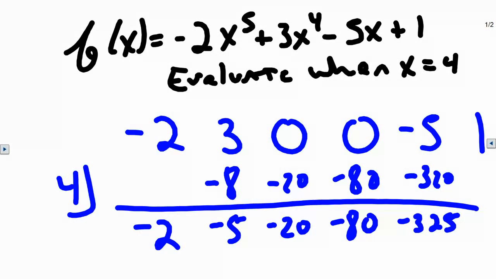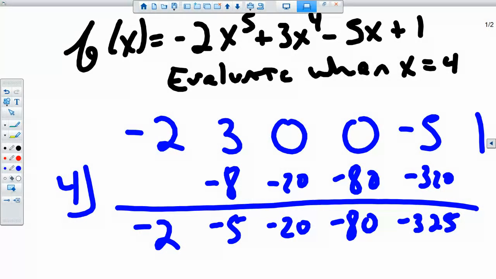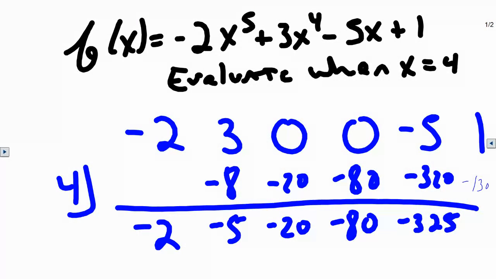And hopefully it'll fit in here. I'll use a thinner pen. And I do 4 times -325, get -1300. Right? That's 4 times 300 is 1200, and 4 times 25. So I have -1300 plus the 1 that's at the end there gives me -1299. And that's the answer.